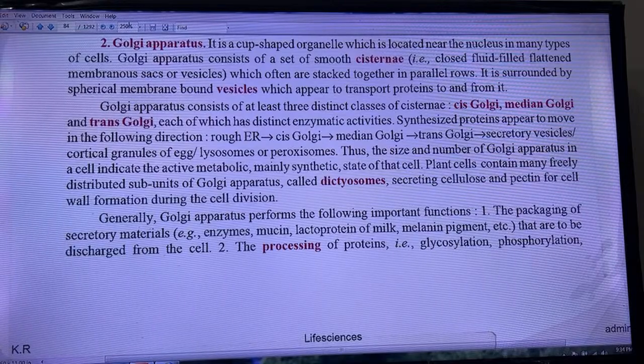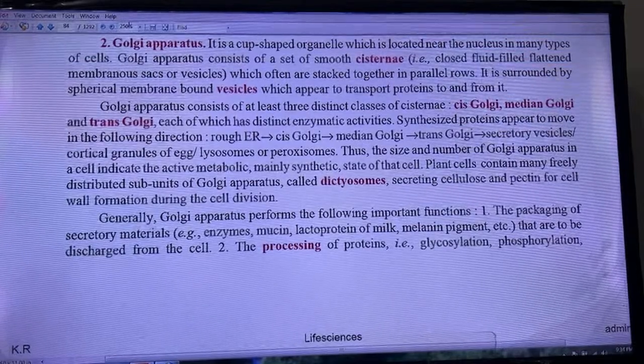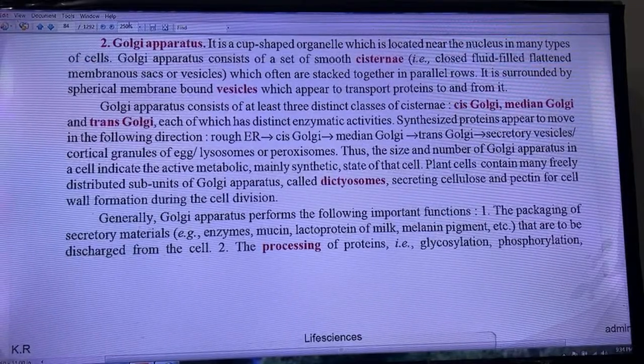The Golgi apparatus consists of at least three distinct classes of cisternae: cis Golgi, median Golgi, and trans Golgi, each of which has distinct enzymatic activities. Synthesized proteins appear to move in the following direction: rough endoplasmic reticulum, cis Golgi, median Golgi, trans Golgi, secretory vesicles, cortical granules of egg, lysosomes or peroxisomes. Thus, the size and number of Golgi apparatus indicate the active metabolic, mainly synthetic, state of that cell.